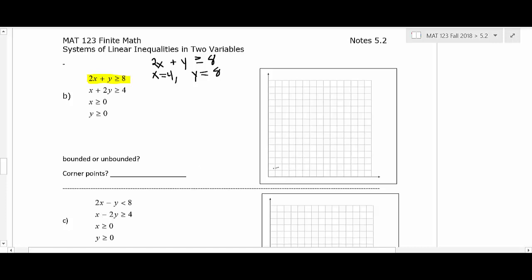Now we're going to probably need to go down and scale this. We can do this about the same way. Let's just go up like this: 1, 2, 3, 4, 5, 6, 7, 8. That's probably as far out as we're going to have to go. And same with y: 1, 2, 3, 4, 5, 6, 7, and then 8. So what you want to do is just put in your intercepts. You have an x-intercept of 4 and a y-intercept of 8. You're going to use a solid line, so you just connect the dots like that.